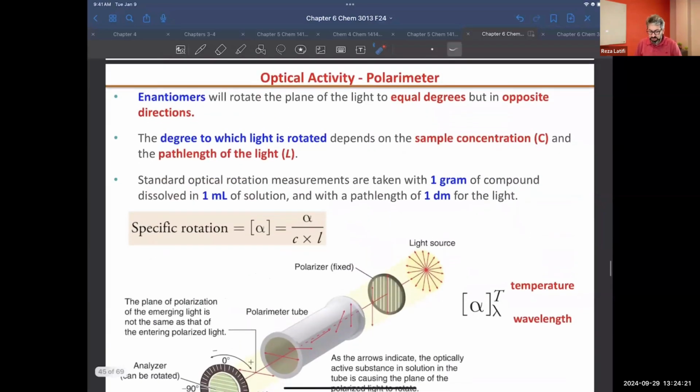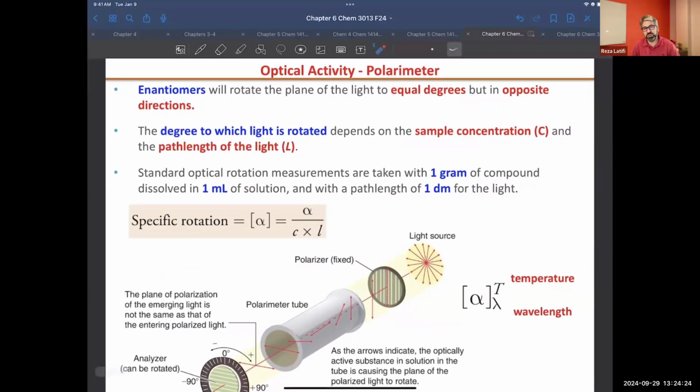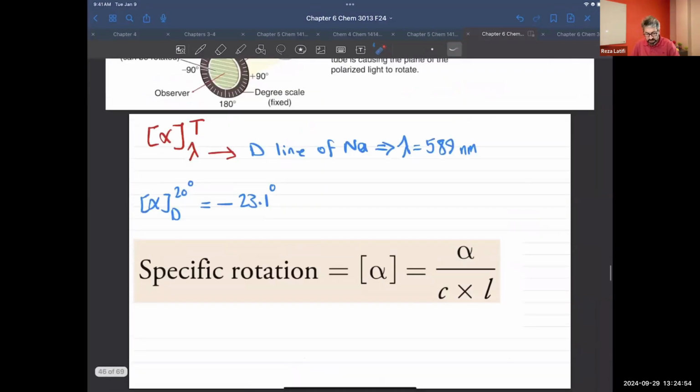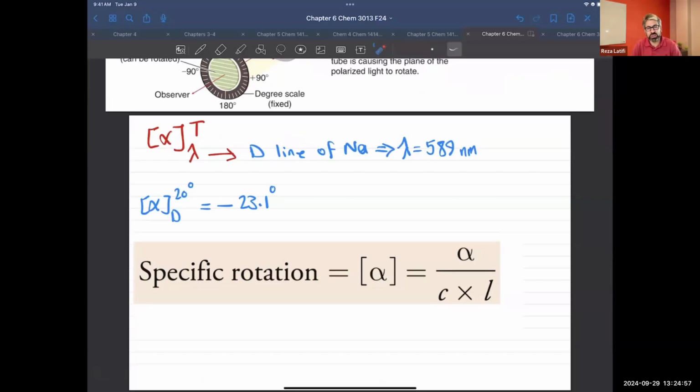The machine we use for this purpose is a polarimeter, and the formula is specific rotation equals alpha divided by C multiplied by L, where L is the length. Whenever we report the specific rotation, we report it under a specific temperature and wavelength. You need to report those because temperature is going to affect the rotation, that is, how much S or R you have. For the wavelength, we use the D line of sodium, which is 589 nanometers, and in this case the temperature is 20 degrees Celsius, and it says D.